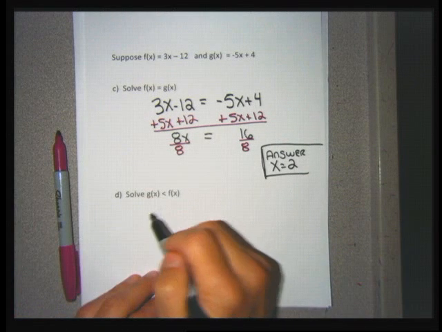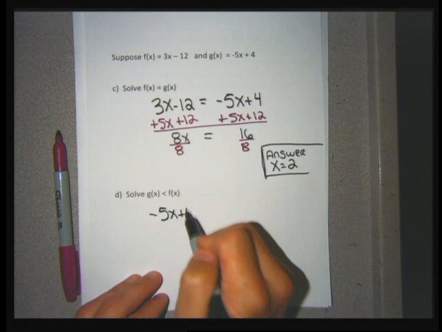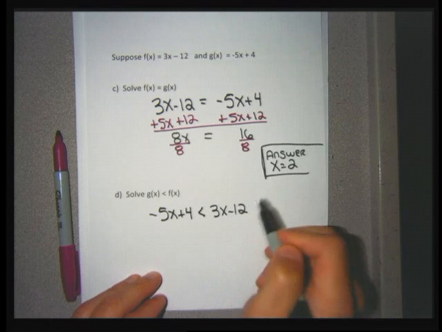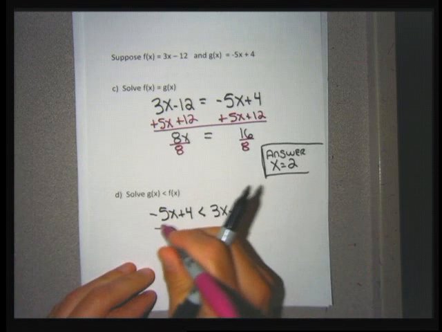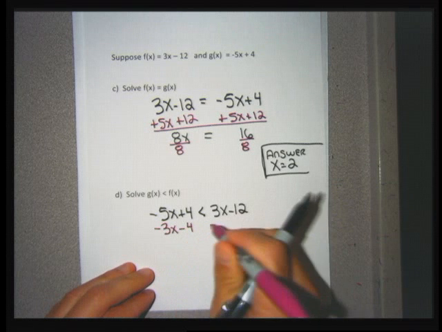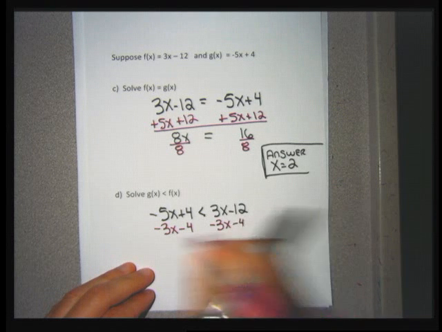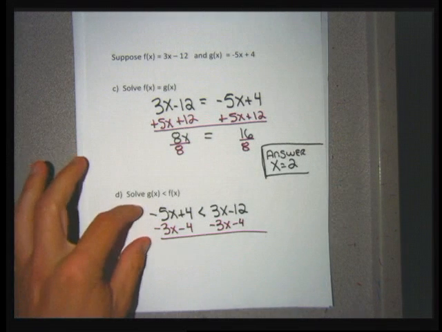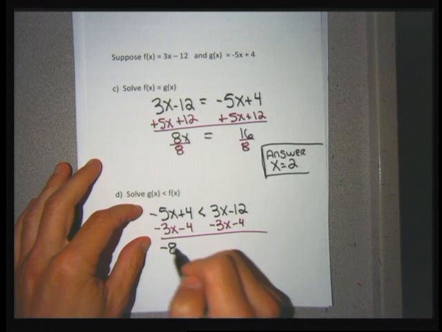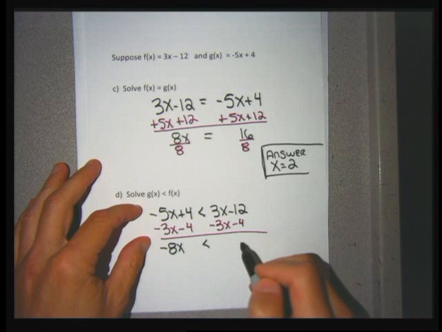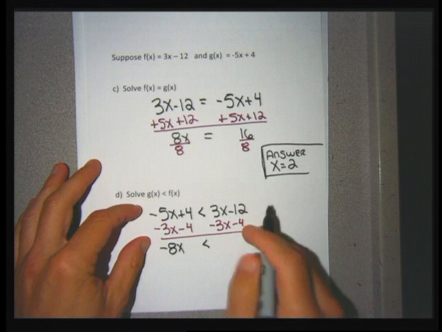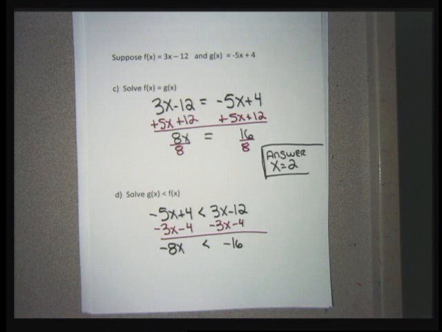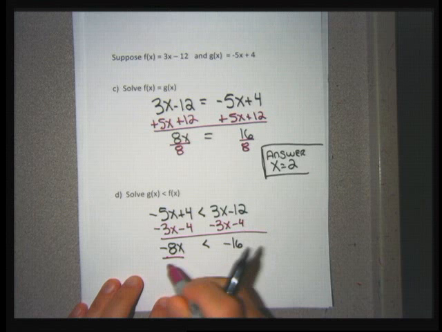D wants me to take the right side of the g function, negative 5x plus 4, put a less than sign, and then put the right side of the f function, which is 3x minus 12. Again, I'm going to solve this for x. I don't have to factor because there's not a square. I just need to get the letters on one side, the numbers on the other. I minus 3x and minus 4 from both sides. If I minus 3x from the left side, both the x's have negatives in front, so I add them and keep them negative. The 4's will cancel. On the right-hand side, the 3x's will cancel. The 12 and the 4 have the same sign, so I add them and keep them negative. So minusing 3x and minusing 4 gives me negative 8x is less than negative 16.